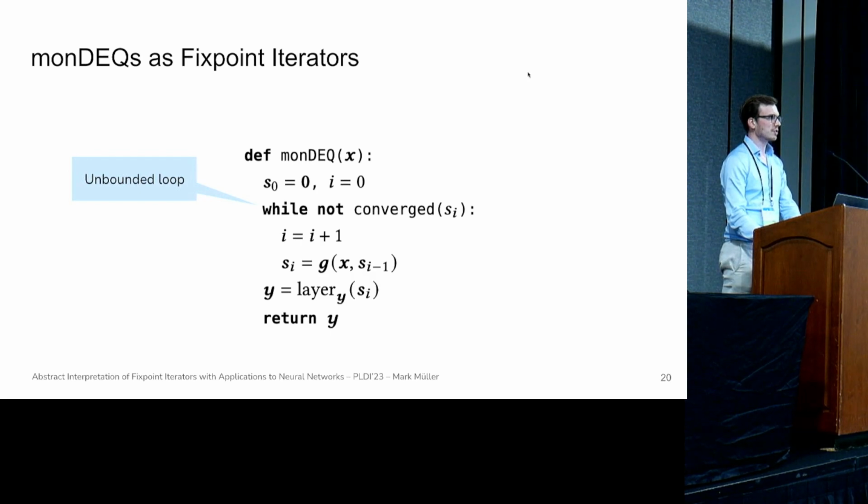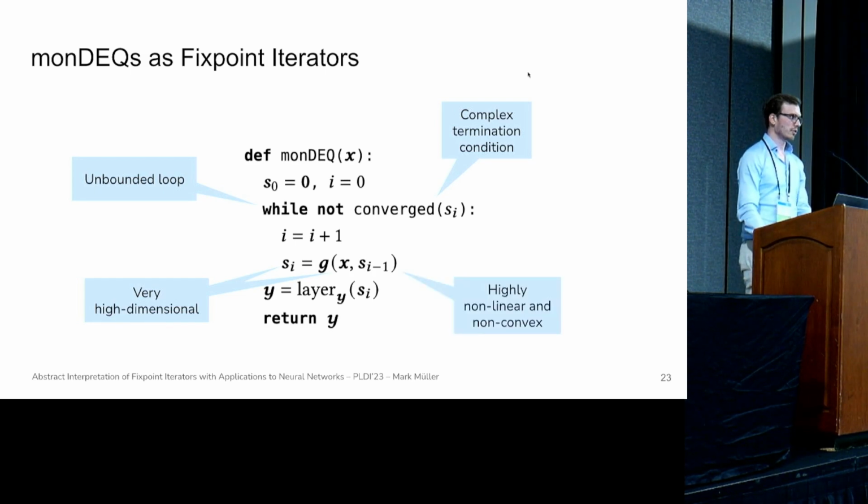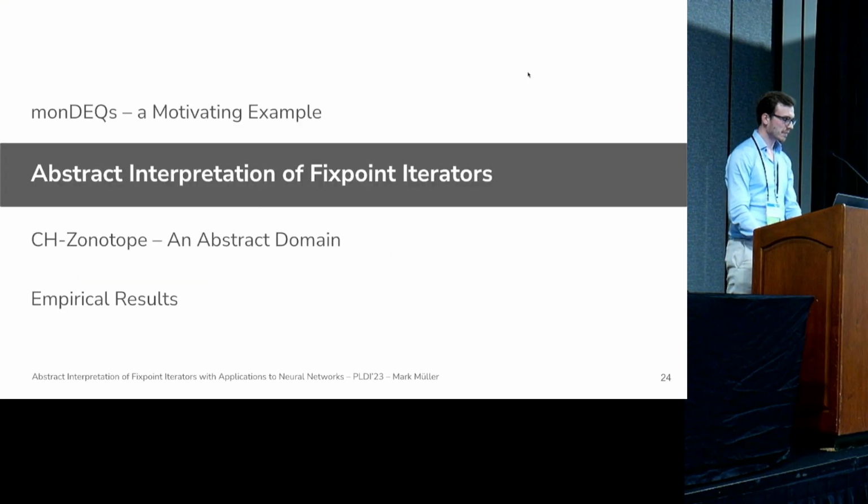First of all, we have to deal with an unbounded loop with a complex termination condition. Both our iteration state and our input are very high dimensional. This is like hundreds or thousands of dimensions. And the iterator itself is highly nonlinear and non-convex, so this is quite a challenging problem. So how can we apply abstract interpretation here?